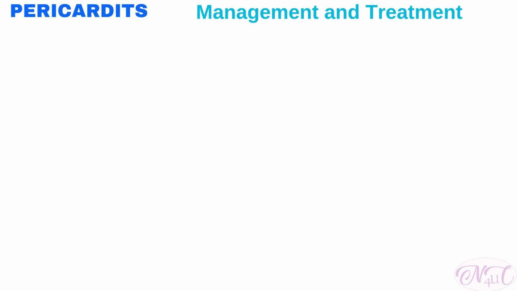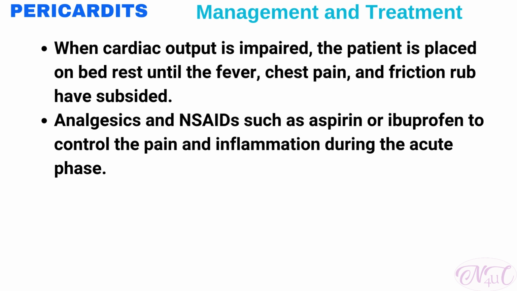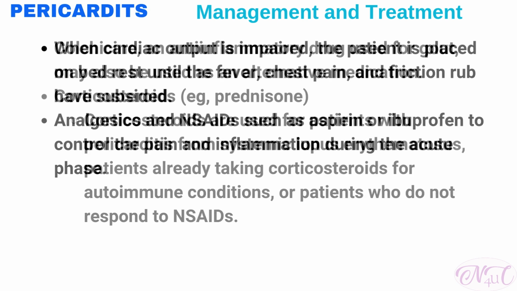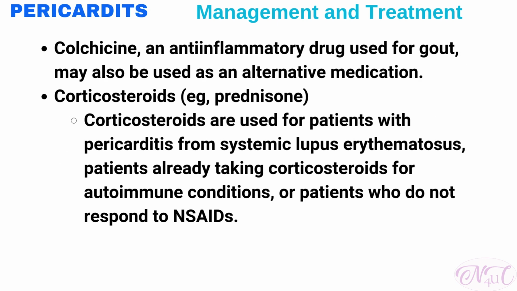The objectives of management are to identify and treat the underlying problem and the symptoms, administer therapy, and be alert for cardiac tamponade. When the cardiac output is impaired, the patient is placed on bed rest until the fever, chest pain, and frictional rub have subsided. Analgesics and non-steroidal anti-inflammatory drugs such as aspirin or ibuprofen may be prescribed to control the pain and inflammation during the acute phase. They also hasten the reabsorption of fluid in the patient with rheumatic pericarditis. Colchicine, an anti-inflammatory drug, may also be used as an alternative medication.